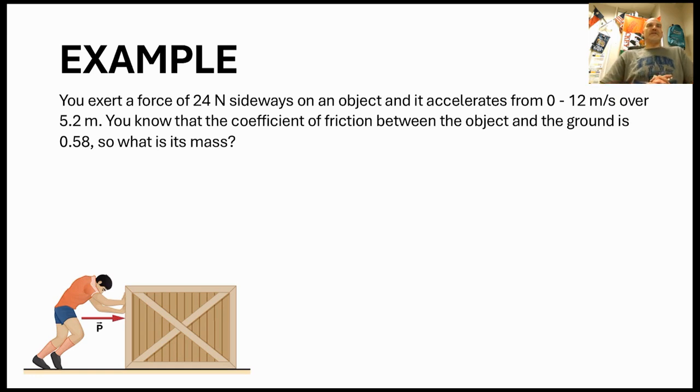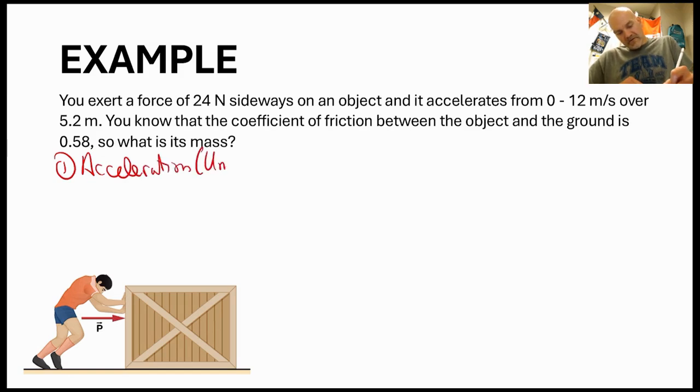All right, so it says here, you exert a force of 24 newtons sideways on an object and it accelerates from 0 to 12 meters per second over 5.2 meters. You know the coefficient of friction between the object and the ground is 0.58. So what is its mass? All right, so this has an added bonus. The first thing we have to do is figure out the acceleration.